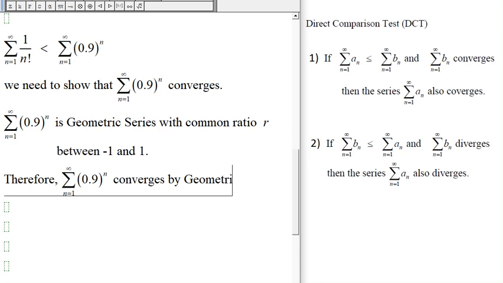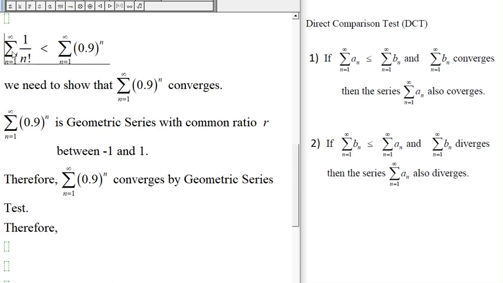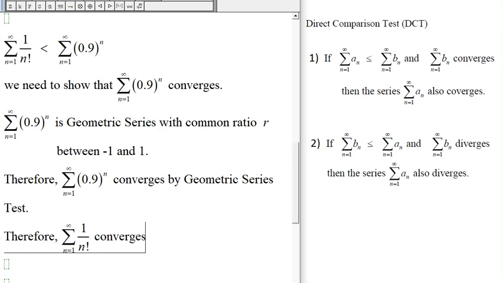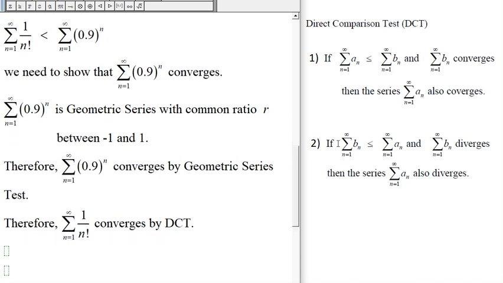By the geometric series test, therefore, the series 1 over n factorial converges by the direct comparison test. So once again, to use the direct comparison test, we have to show two things: that the series A sub n is less than the series B sub n, and that the series B sub n converges. And we have shown both.